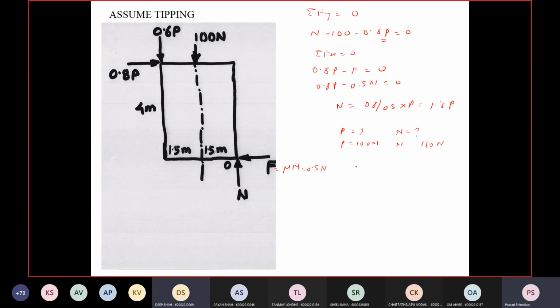Now we are going to check the moment, summation M about O, and find the value. P is 100, so this is 60 newtons and this is 80 newtons. So summation M about O, taking clockwise positive: minus 60 into 3, this total is 3 meter, this is 4 meter, minus 60 into 3 plus 80 into 4 minus 100 into 1.5. Calculate the value.